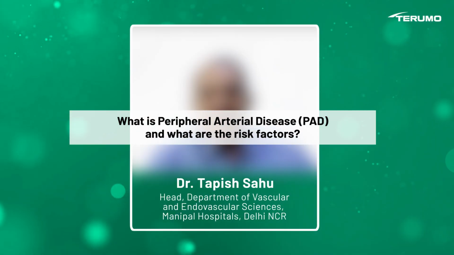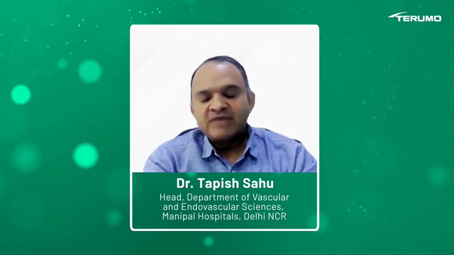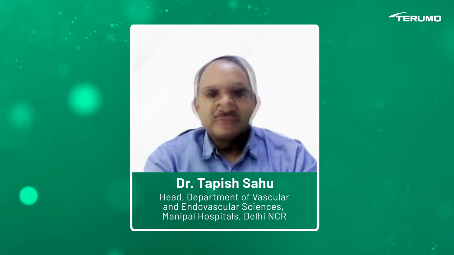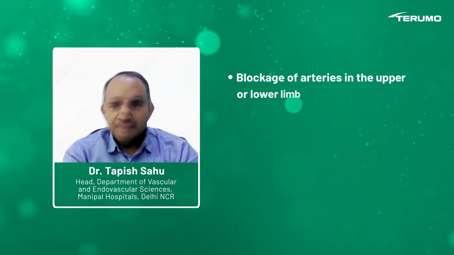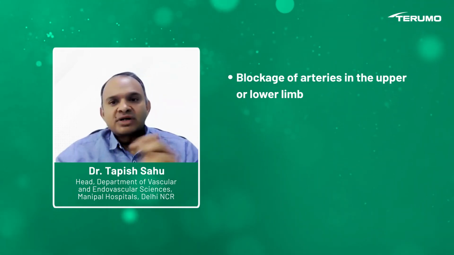What is peripheral arterial disease and what are the risk factors? Any artery in the peripheries, that is the upper or the lower limb, if they get blocked slowly or acutely, that is known as peripheral arterial disease. What are the risk factors?